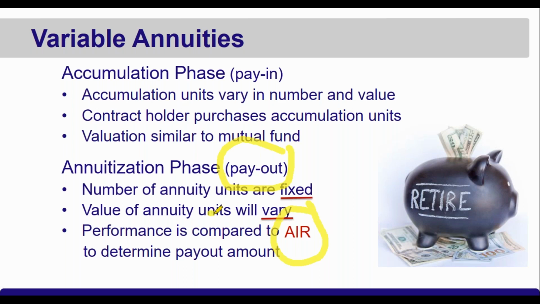So if they're talking about annuity units, that would involve comparing to AIR. Accumulation units, we don't compare to AIR when we have accumulation units. So you're going to want to watch for that.